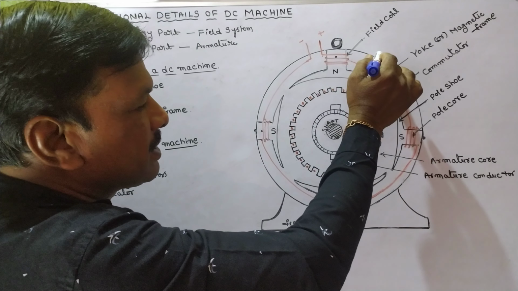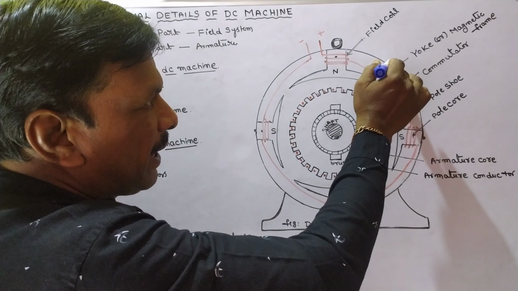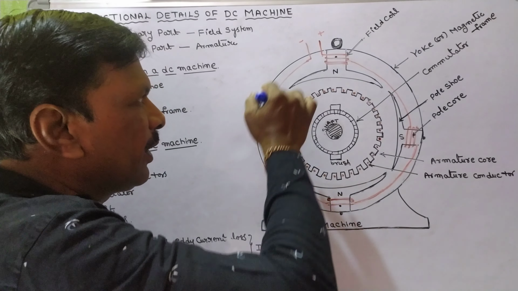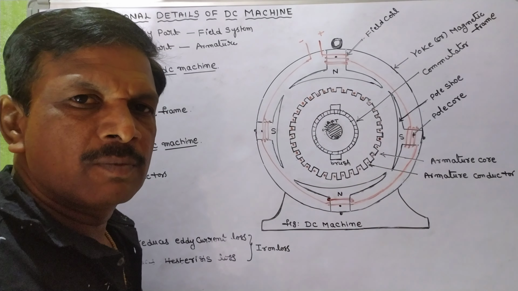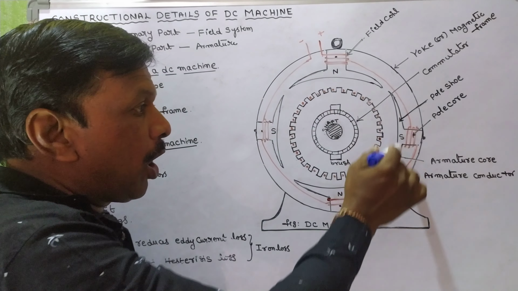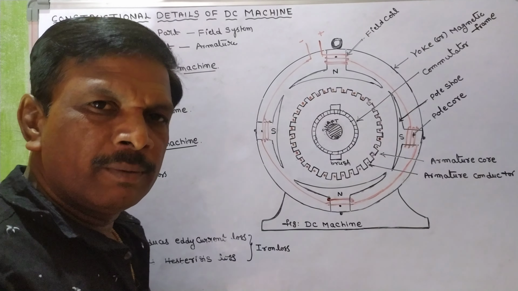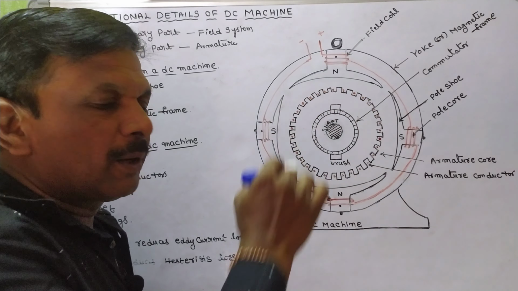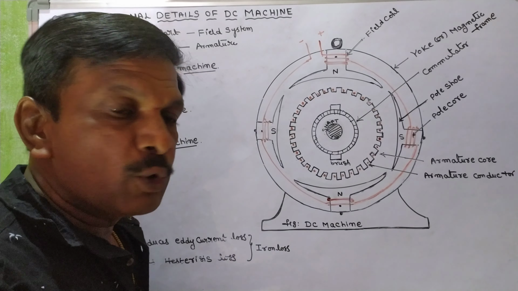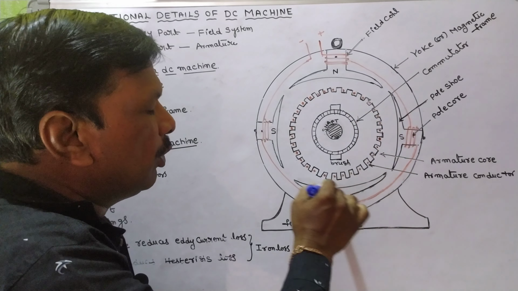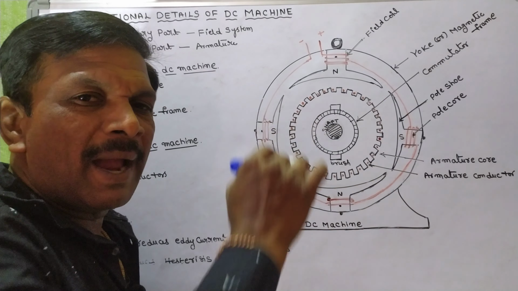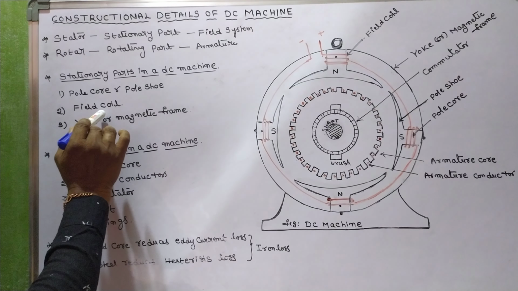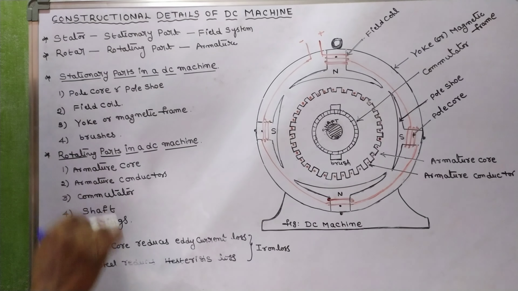The first one is the yoke or magnetic frame. This is the outer frame of a DC machine. It protects all parts inside the machine and it supports the magnetic poles, and also it provides a low reluctance path to the magnetic flux. Okay, and the second part is pole core and pole shoe.